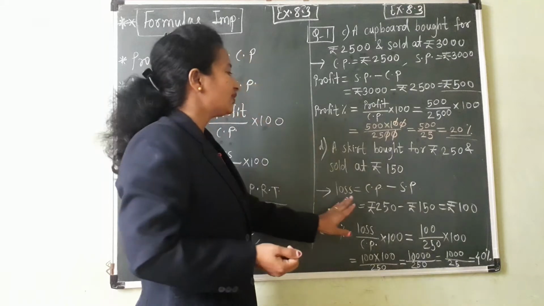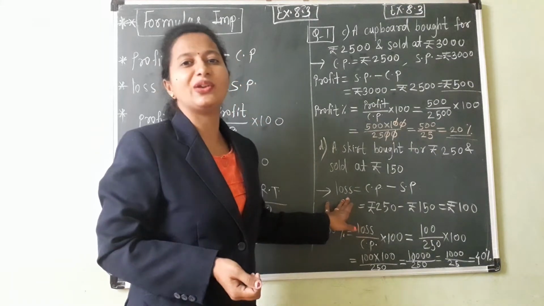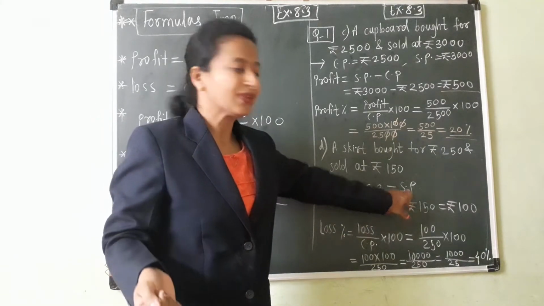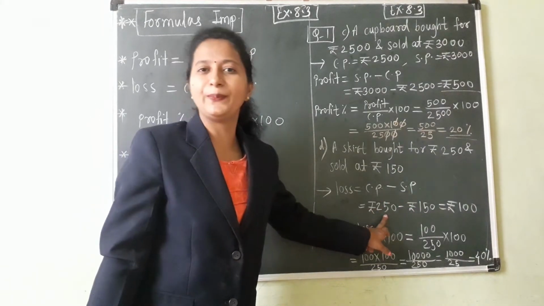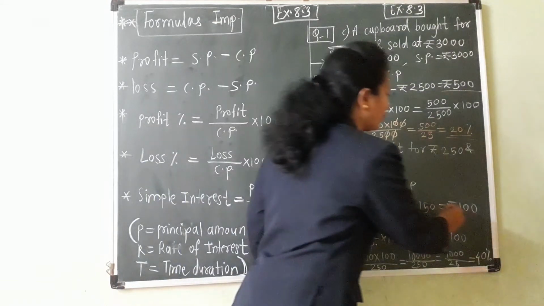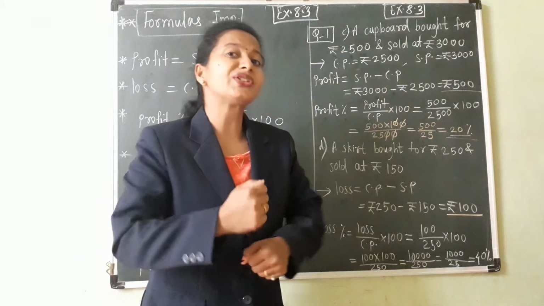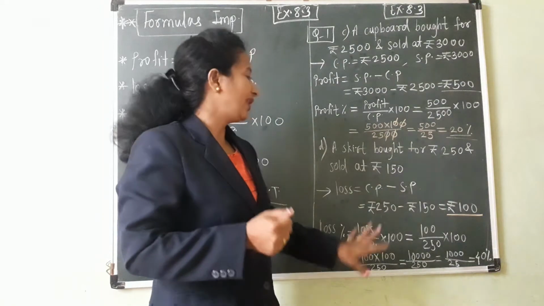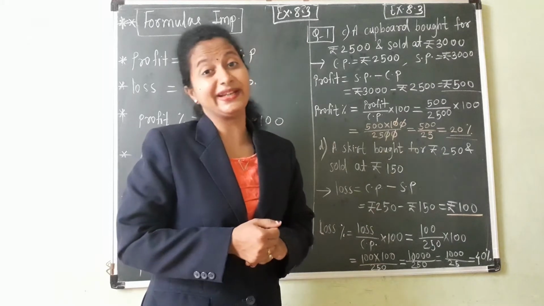So here it is loss, and you have to write the formula to find the loss. Loss is equal to cost price minus selling price. The cost price here is rupees 250 minus selling price 150, so you will get an answer of rupees 100. That means the loss here is 100 rupees. But we have to find the loss percentage as well.